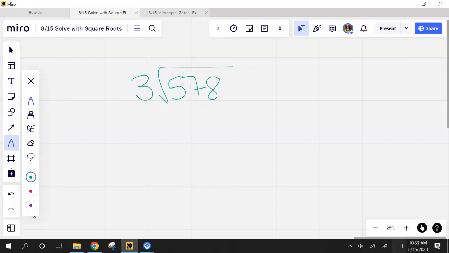Two is not a perfect square, though, right? But you're saying if you divide it by 2, 289 is a perfect square, isn't it? I don't know. Is it, Thomas? Yeah, it is. What's the square root of 289? 17.